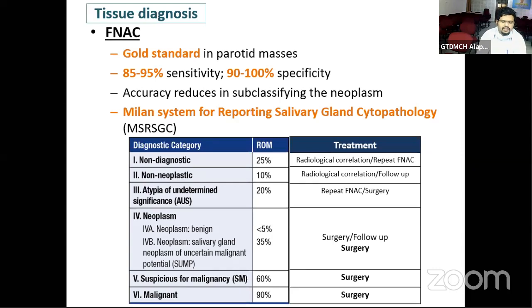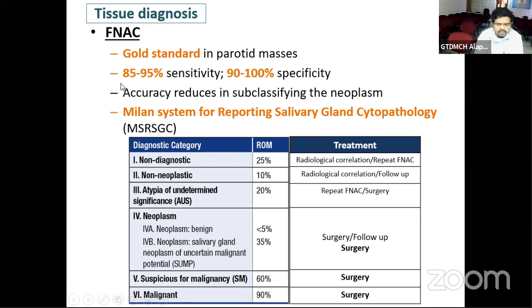Okay. For FNAC we use the Milan system of reporting salivary gland cytology. Here in reporting, MSRSGC 1 is non-diagnostic; it does not yield any parotid tissue, maybe blood only. You may have seen some FNAC reports like blood only. That's non-diagnostic. ROM means risk of malignancy. It is 25%. We have to repeat the biopsy.